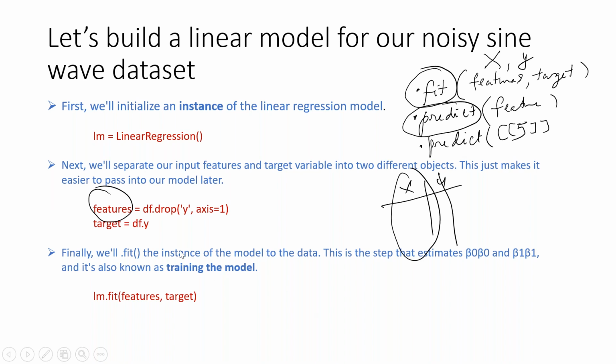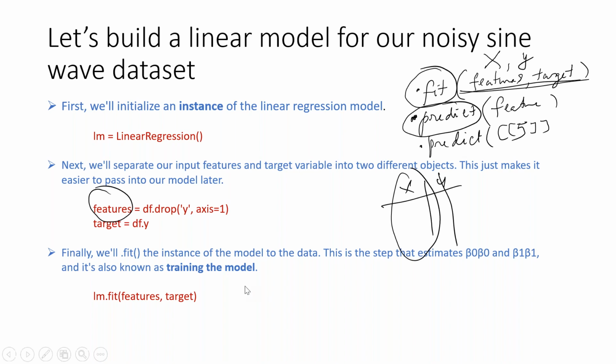Then what is target? For target, only the df dot y column, I am equating it to a variable called target. So if I look at features now, the series object x will be there. Target will have my pandas series object y. So I separated it. Why did I separate it? Because my lm dot fit requires these things like that.